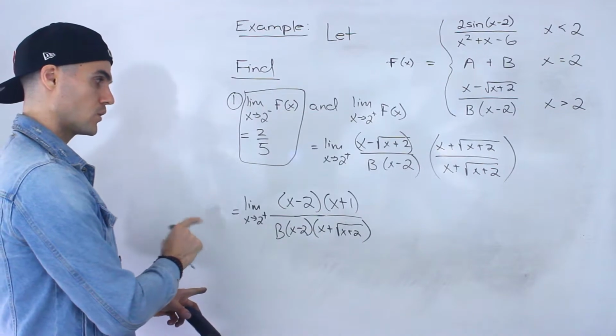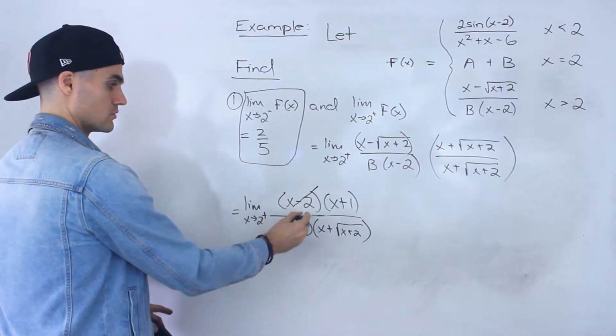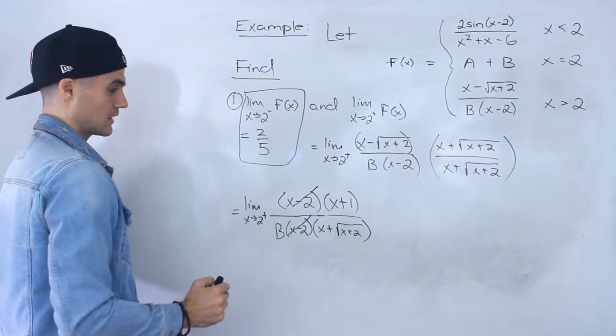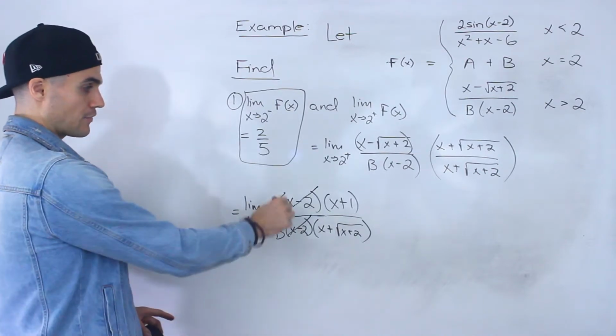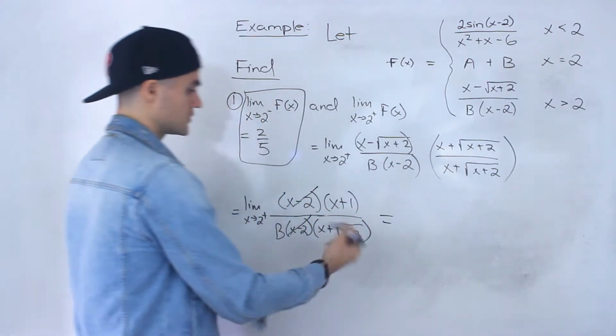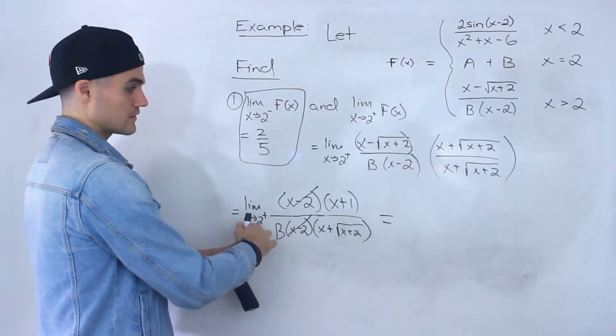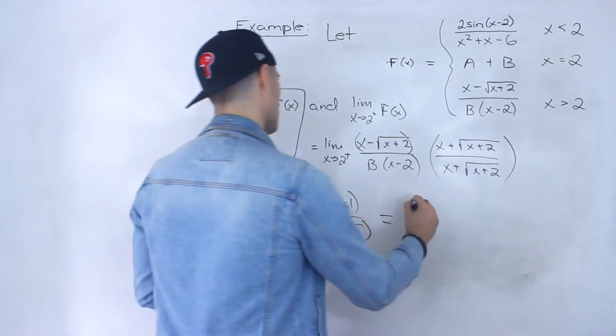And now notice that those would cancel out. And now that those canceled out, we can actually do a direct substitution. So we could plug in this 2 for this x value, and we would end up with 3.